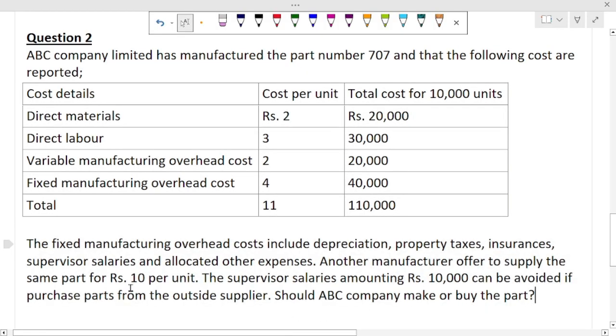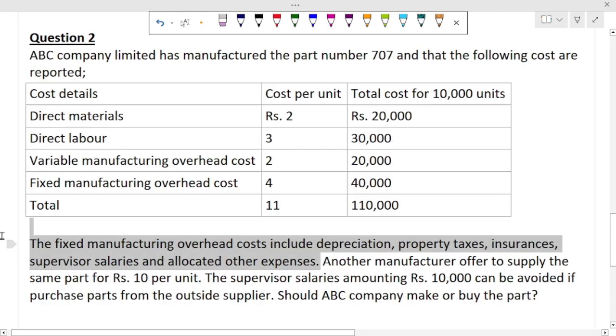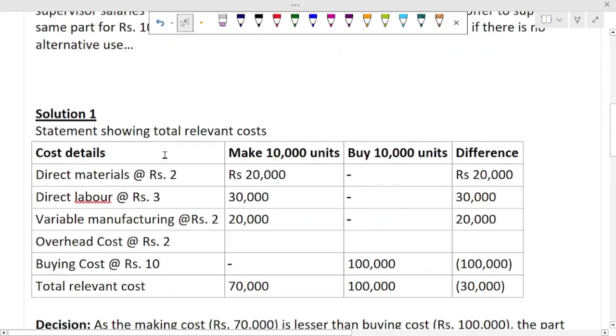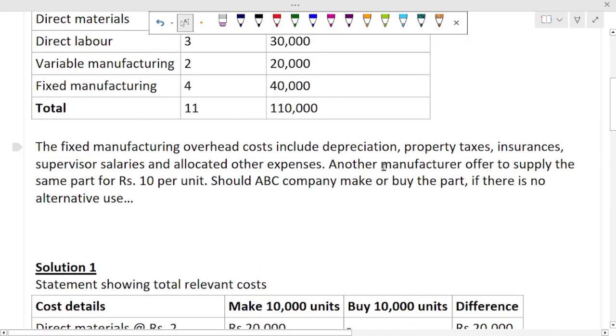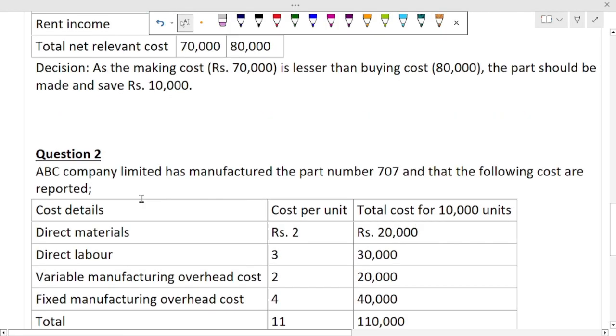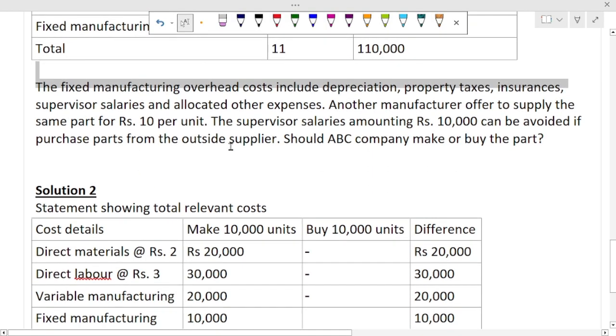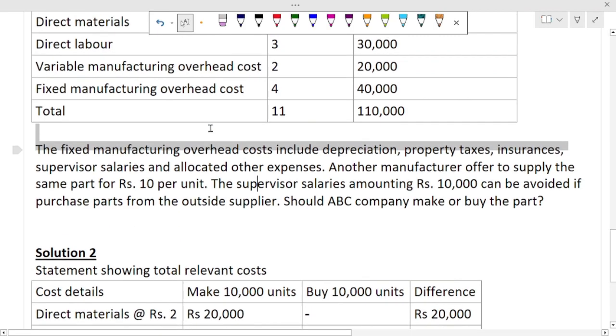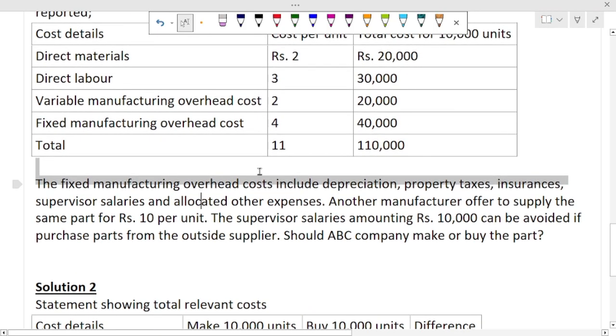Okay, now the fixed manufacturing overhead costs include depreciation, property tax, insurance, supervisor salary and allocated other expenses. This first line is even the same as question 1's first line. Now this is where the difference shows up.